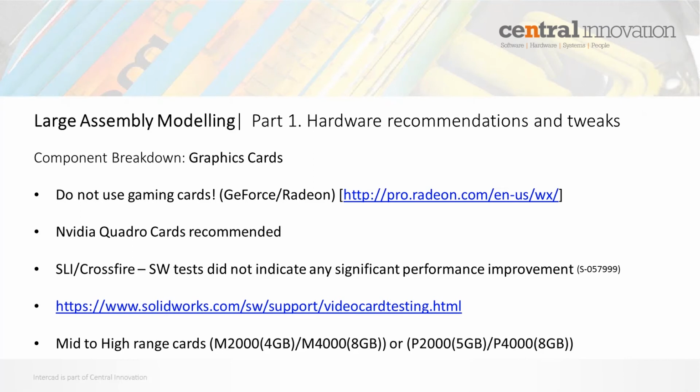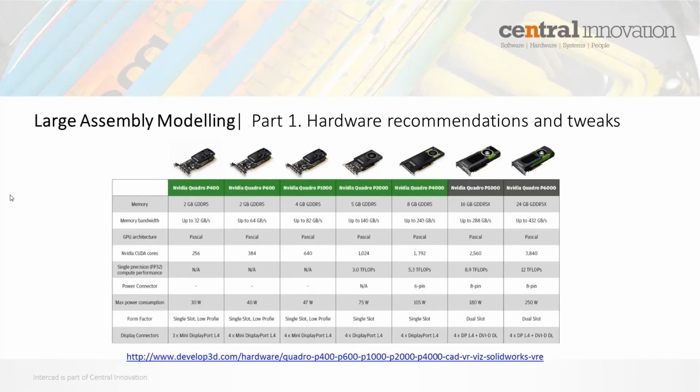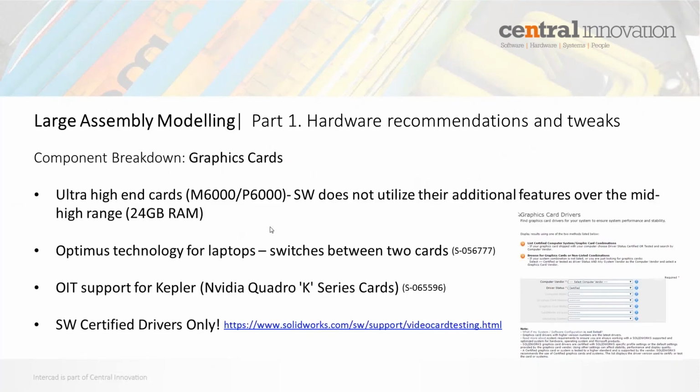If I switch to the next slide, I've got a table there which I grabbed off the Develop3D website, just showing the full range of NVIDIA Quadro cards and some of the specifications. You'll see at the top end there the P5000 and P6000. You might be tempted to think they would be good for large assembly use, but actually the performance doesn't improve that greatly when using those cards, because there are some additional features that those cards have got, and SolidWorks simply doesn't utilise those additional features over the mid-range cards. The P6000 has got 24 gigs of RAM, which is probably overkill for SolidWorks anyway.